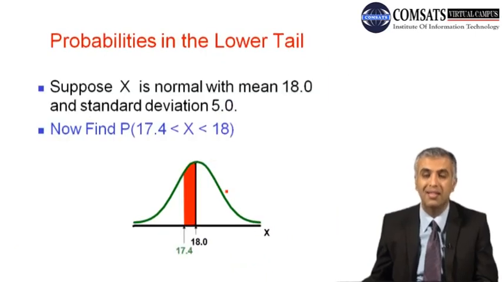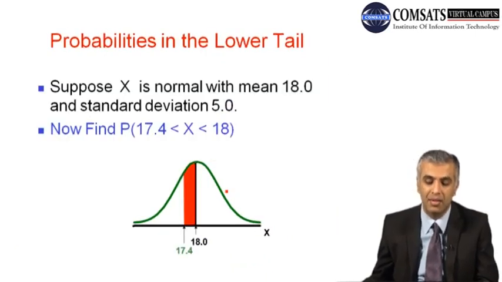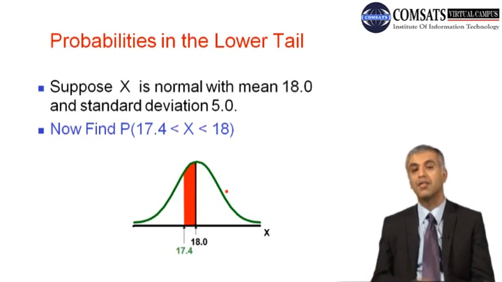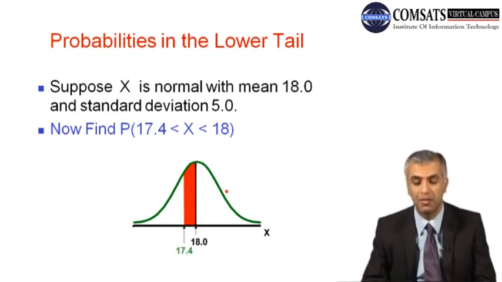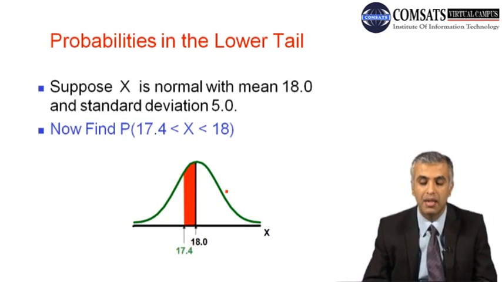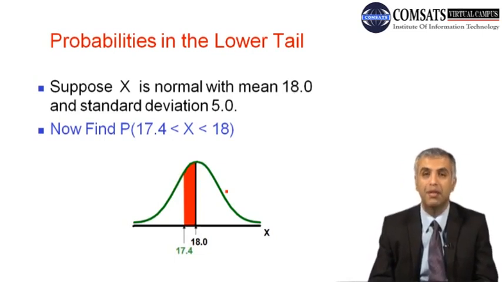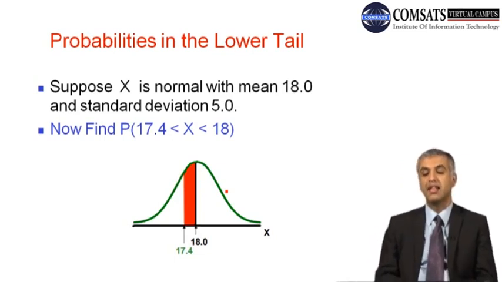So this is just the same exercise which we did in another example, in which we had to find the occurrence of x between the values of 17.4 and 18.